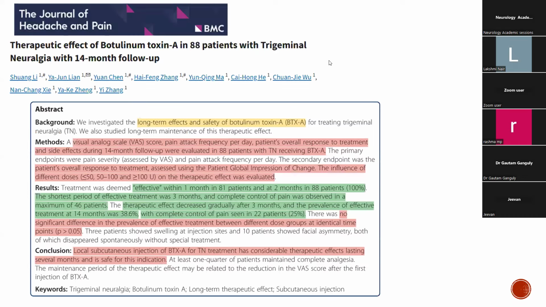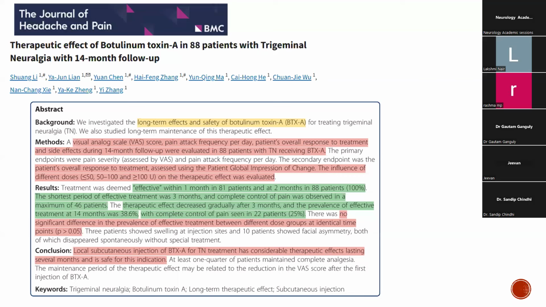So this article, which got published in the Journal of Headache and Pain, studied the therapeutic effects of botulinum toxin A in 88 patients with trigeminal neuralgia with a 14-month follow-up. The visual analog scale, the pain attack frequency per day, the patient's overall response to treatment, as well as side effects during the 14-month follow-up were evaluated. They divided the patients into less than 50, 50 to 100, and more than 100 units, and the therapeutic effect was evaluated.